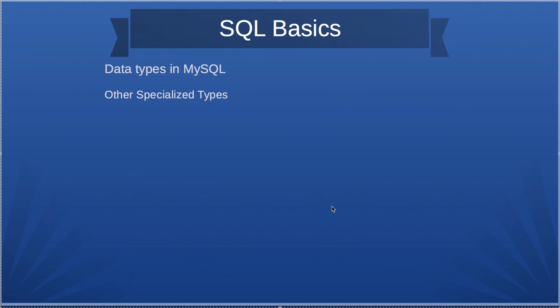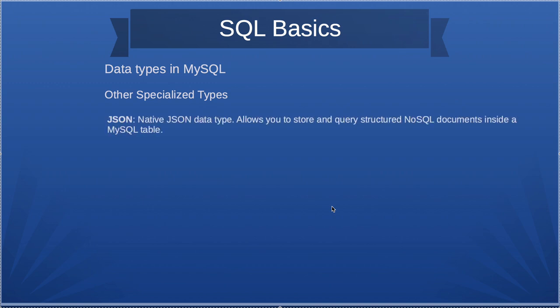One is JSON. You know what the JSON data type is? It allows you to store and query structures of NoSQL documents inside a MySQL table. Actually, MySQL is not NoSQL. It's an RDBMS, as it is relational.